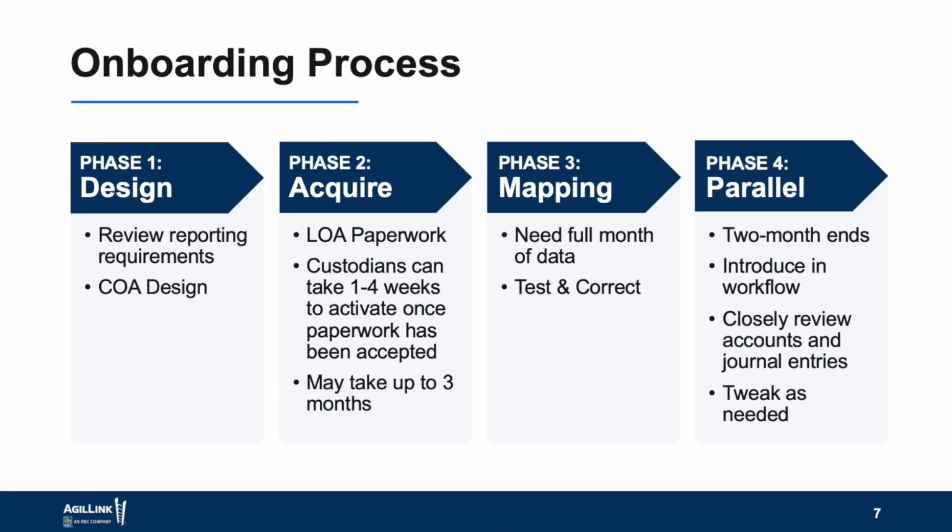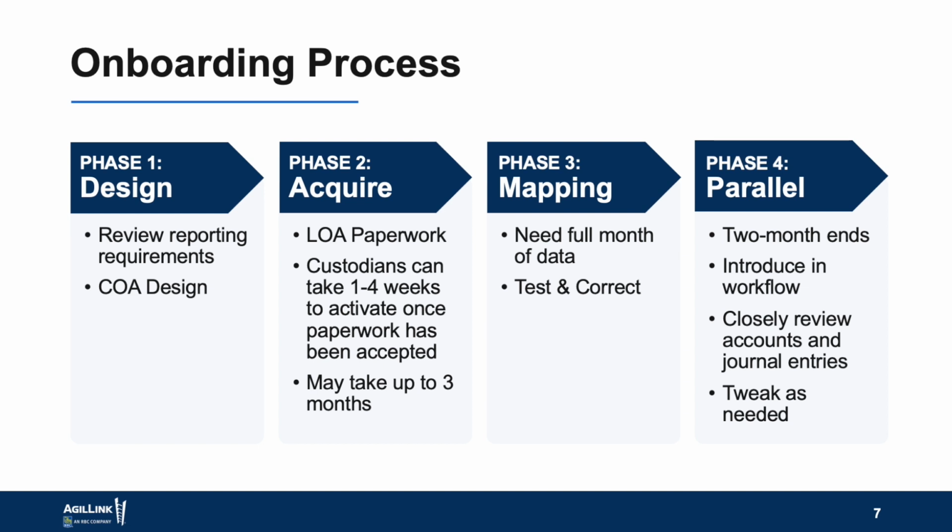The onboarding process has four different phases. The first phase is to review the firm's financial reporting requirements and see the reports that are produced today, the level of reporting, and what the chart of accounts looks like. Phase 2 is submitting the letter of authorization paperwork. This phase can take up to 3 months for this information to be received, processed, and activated.